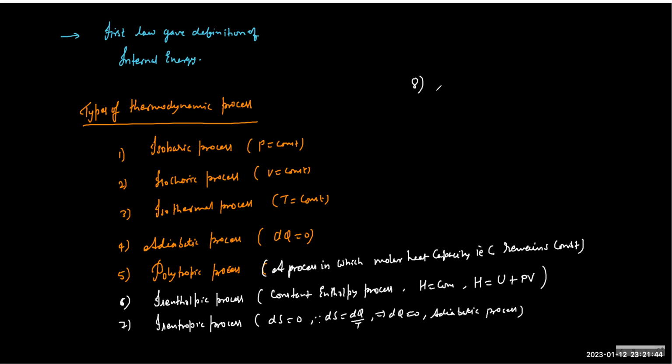Now you can define, of course, other processes, like the cyclic process. Cyclic means the initial state equals the final state. So for any cyclic process, du will be how much? 0. The ninth is, of course, we can say quasi-static.